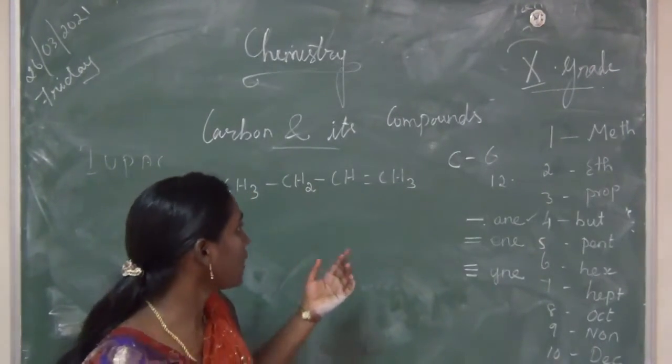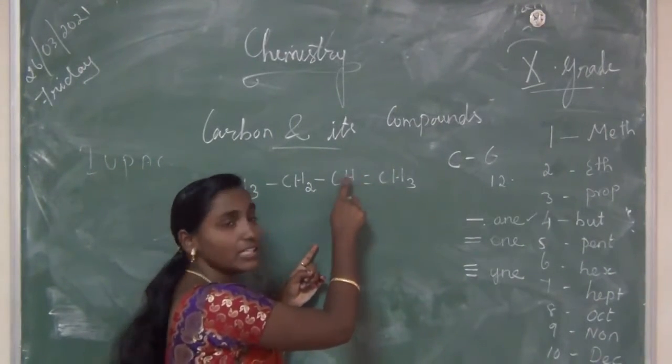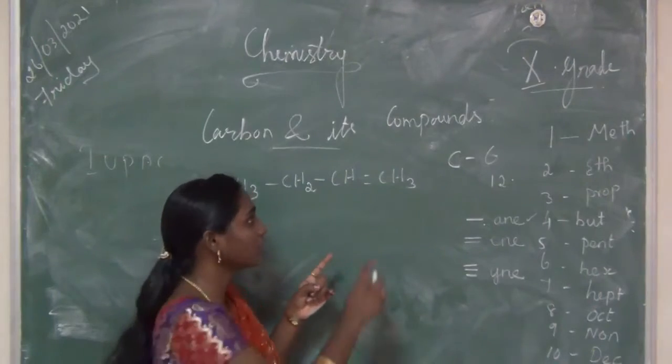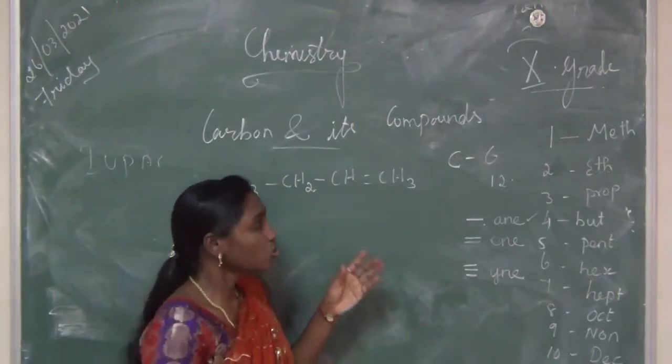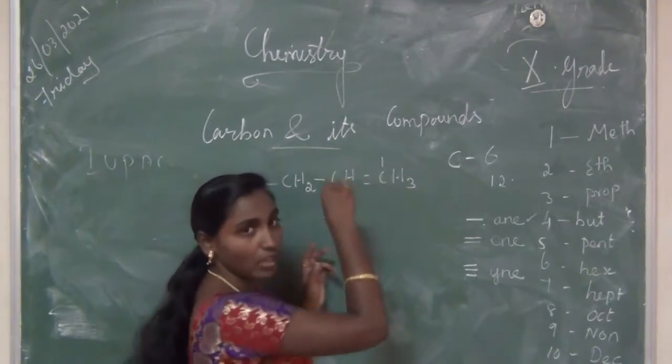Now you see a double bond is given. The double bond is given in this compound, so the first priority we should give is to this double bond. So near the double bond, the carbon atom should be given the number 1. Have you understood?